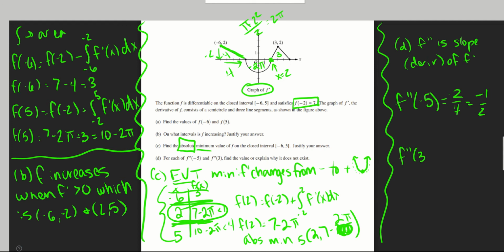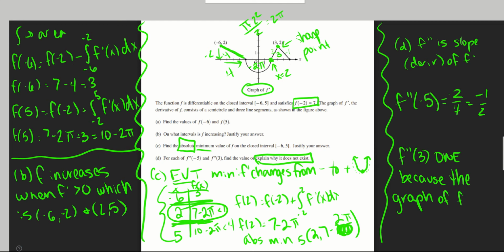For f double prime of 3, when we look here, there is a sharp point. And if we think about it, this goes up 2 over 1, so this slope is 2. This goes down 2 over 2, so the slope is -1. So the slopes from either side are different. So f double prime of 3 does not exist, and it says explain why it does not exist. So we're going to say because the graph of f prime has a sharp point.